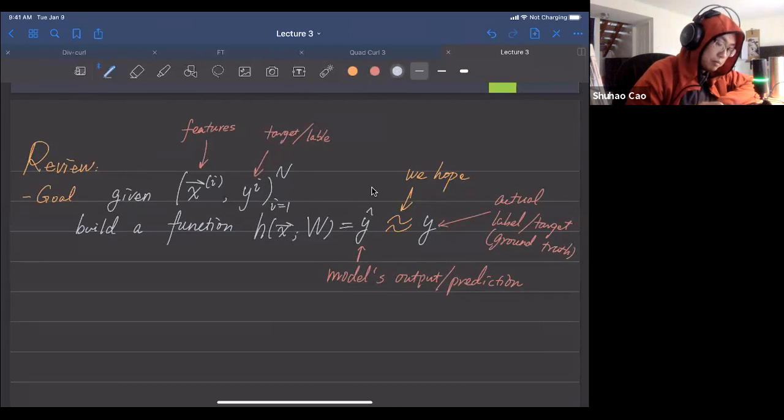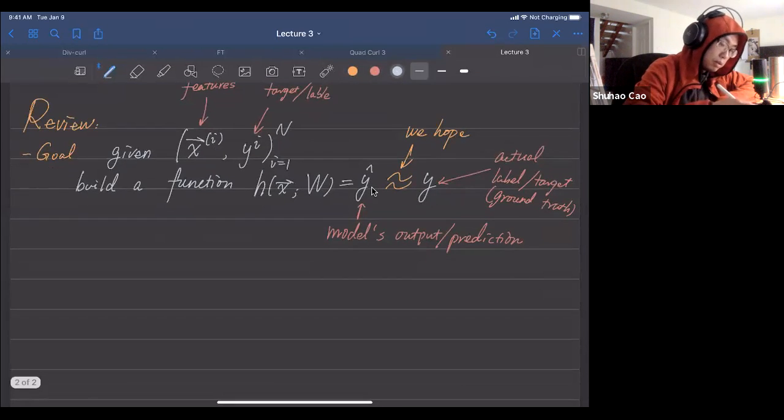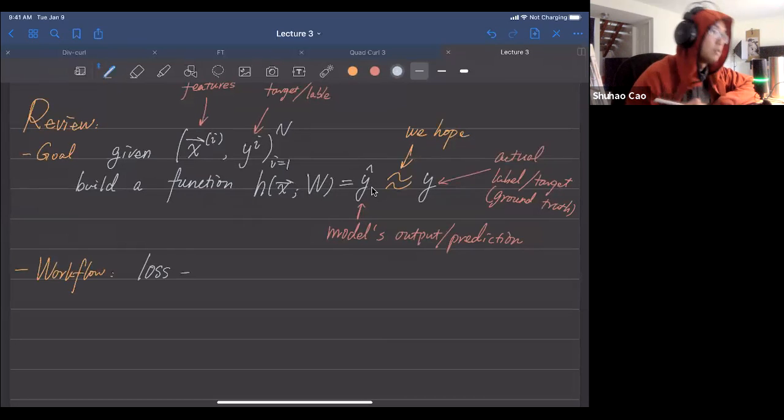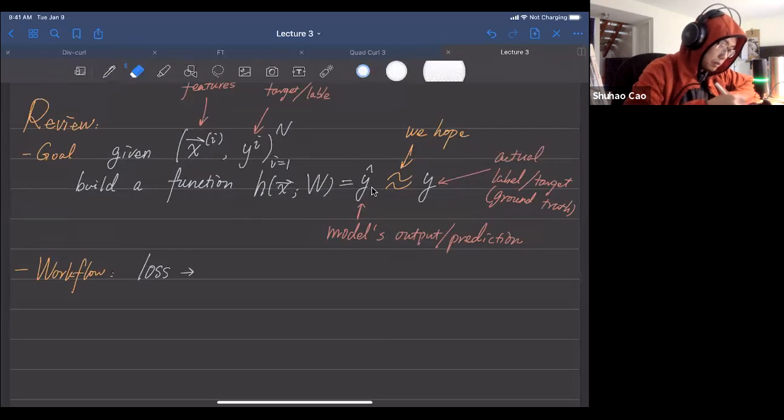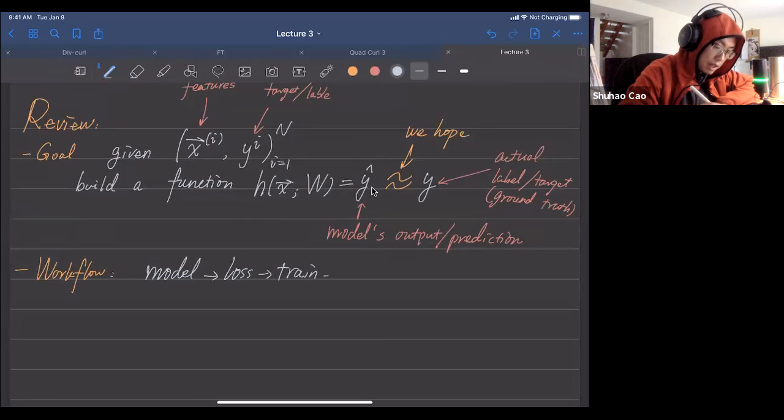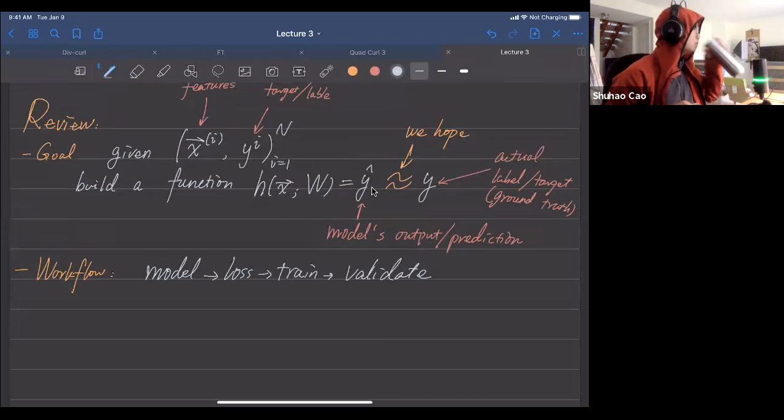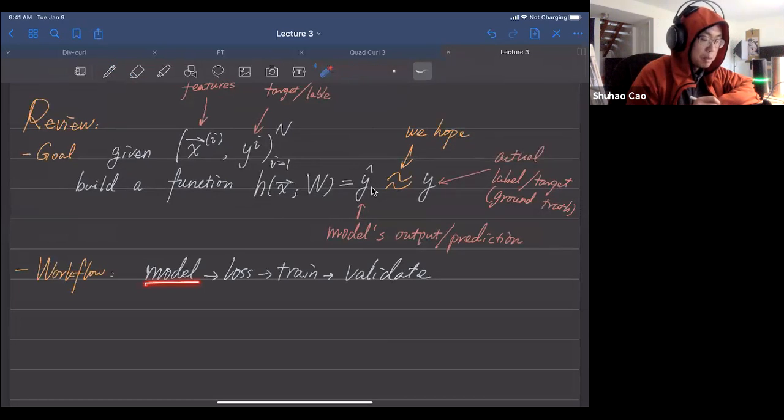Our workflow is as follows. Given the data, we build the model, we choose the loss function, we train and we validate. Last week, we learned this part, and we mentioned briefly this part.